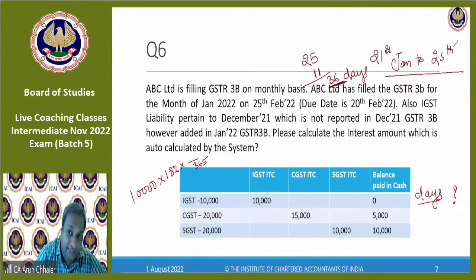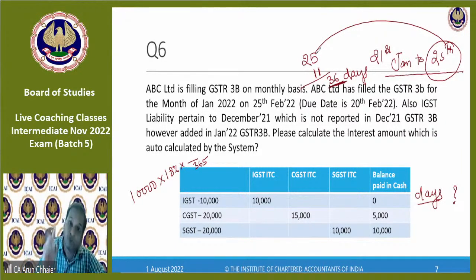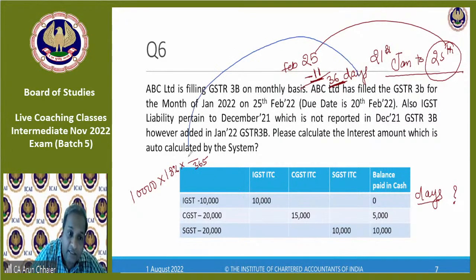Please note, the date of the payment would also be included. It means February 25th and the 11th day of January. So the total number of days of delay would be 36. So I have to add 36. I have to pay the interest for 36 days.